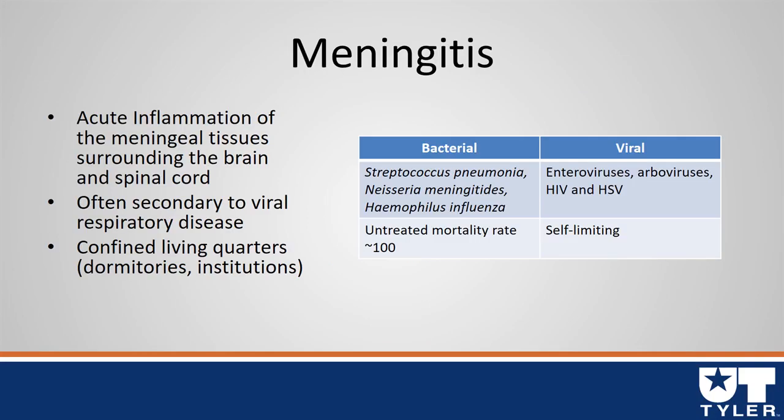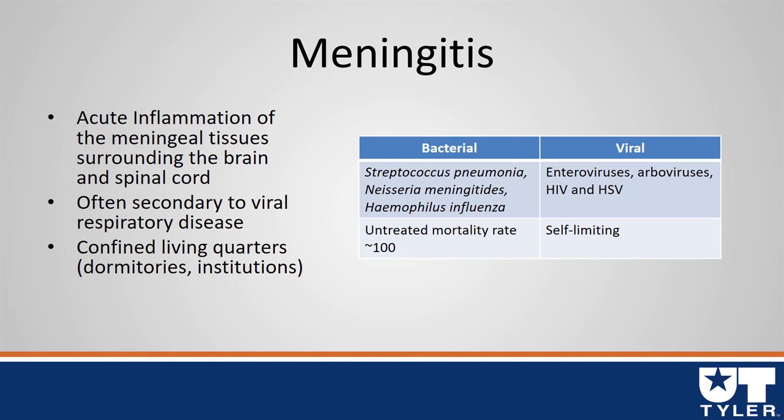The first inflammatory brain condition we're going to cover is meningitis. This is an acute inflammation of the meningeal tissues surrounding the brain and spinal cord. These are often secondary to viral respiratory diseases. Those most at risk for contracting meningitis are people who live in confined quarters such as dormitories or institutions.